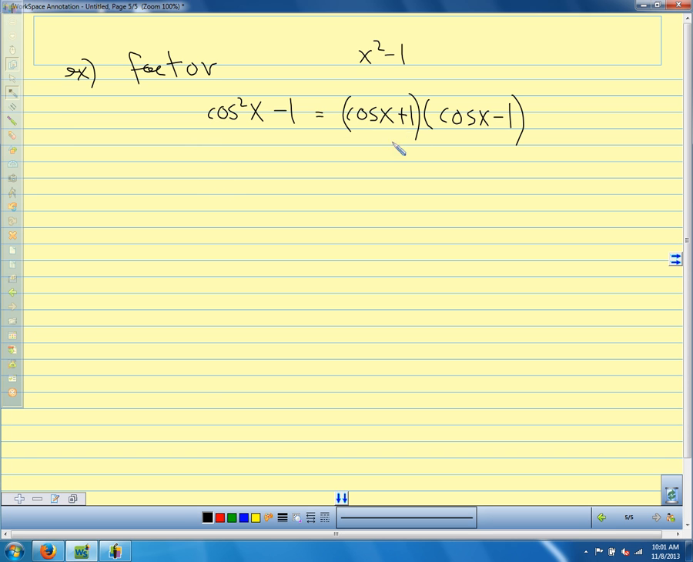And the way we'll use this technique now is, like when we had quadratic functions, if we had cosine squared x minus 1 equals 0, now I can say cosine x plus 1 equals 0 and cosine x minus 1 equals 0 and come up with solutions. So that's how we're going to apply this. Let's look at another one.